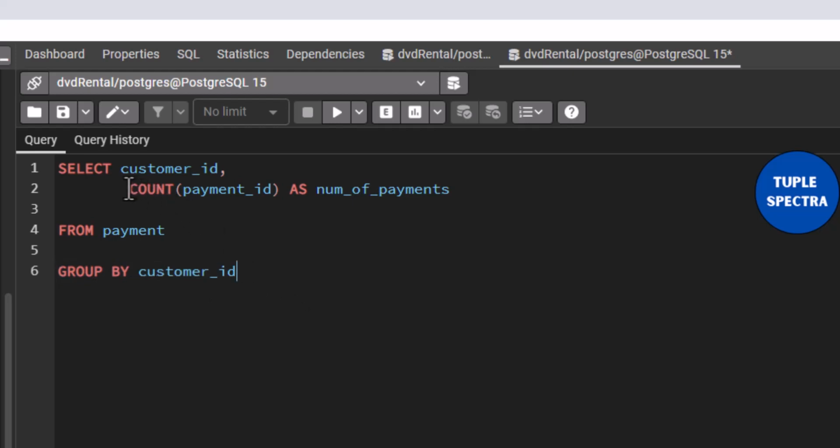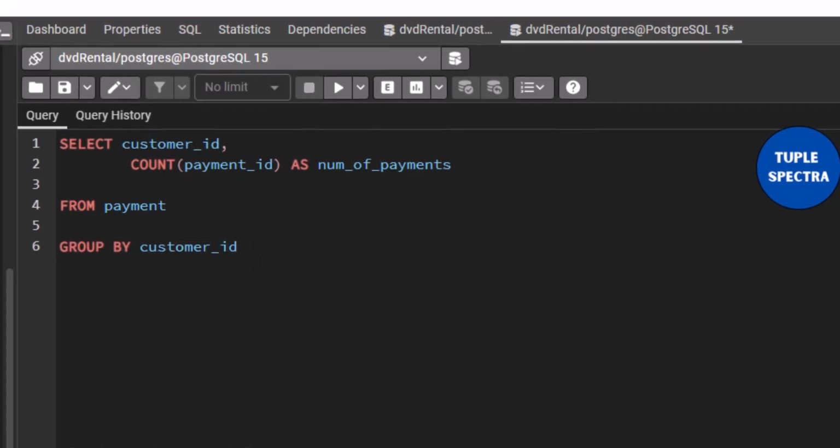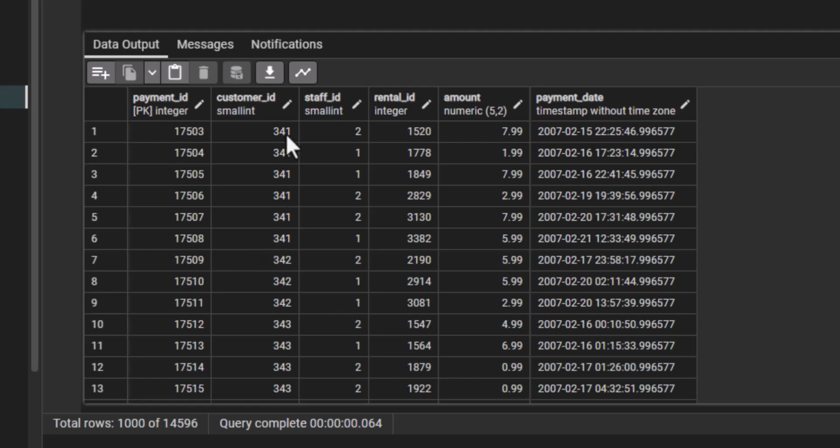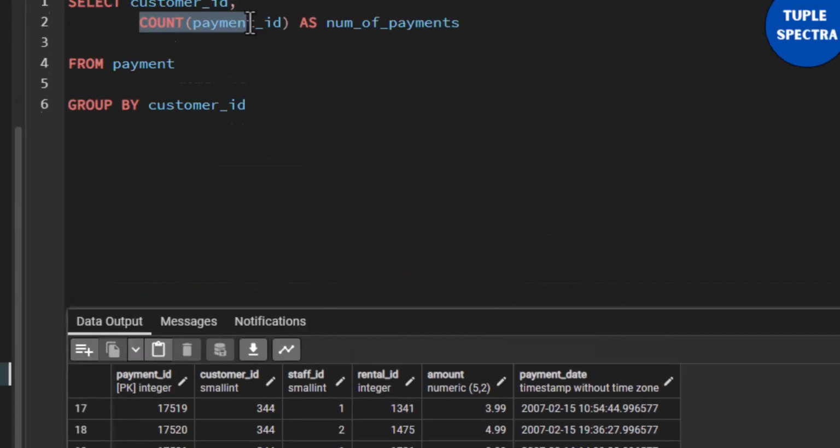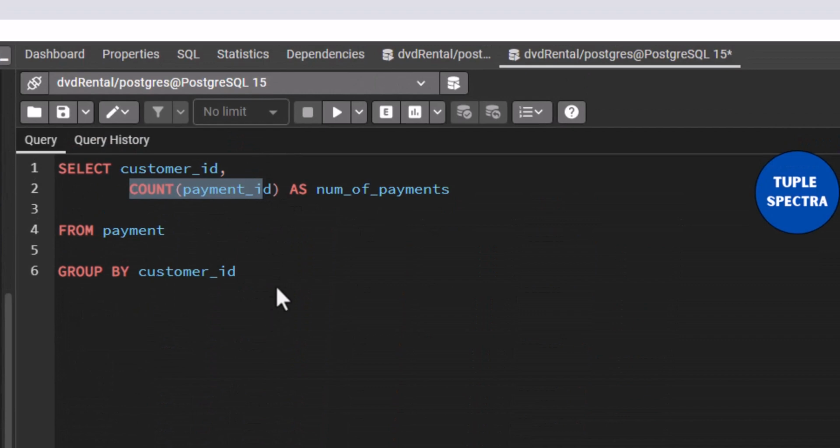Okay, so now this is my aggregate function that I'm using on the payment ID. I want to count the payment ID based on the customer ID. So what this group by is going to do for us is group all these customer IDs. You can see I have 341, 341, 341, 341, 341. I have 342, 343. I have 345, 344. It's going to group those customer IDs into their respective IDs and then count the number of payment IDs for each customer ID. Do you get that?